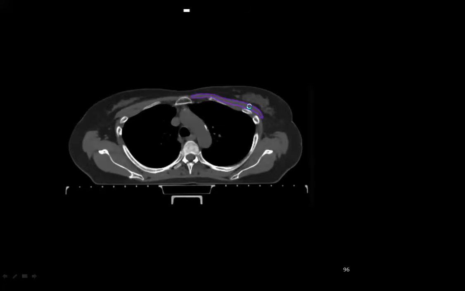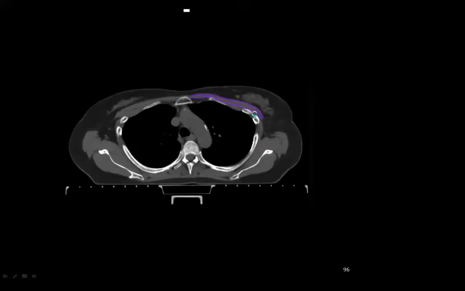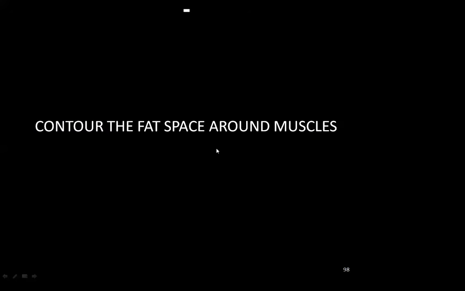Then this pectoralis major muscle. So this is the pectoralis major and minor muscle. Then, as you know, the surgical 3 levels I have already explained. So how to control the axillary group of lymph nodes?